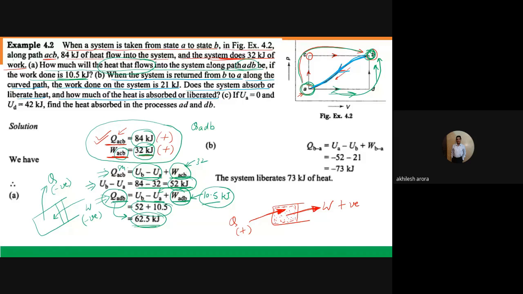So once again, because it's a process, UB to A is equal to the final value minus the initial value of the internal energy. So this is delta U plus W along the path B to A.